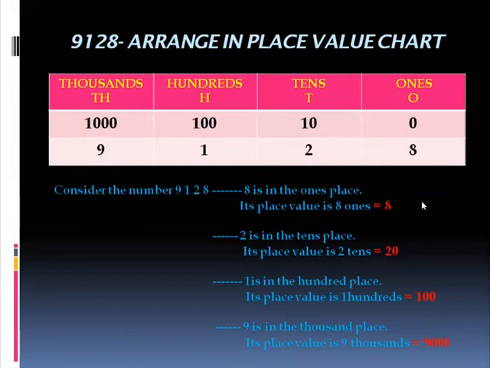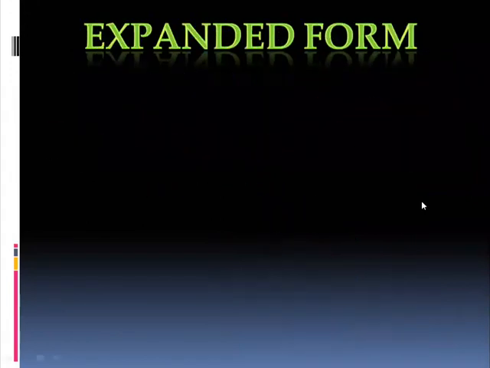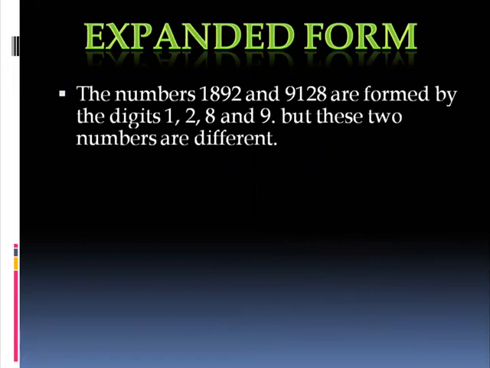Okay. Next. See, how can we expand the numbers? Right? Expanded form. See, the numbers 1892 and 9122 are formed by the digits 1, 2, 8 and 9. But these two numbers are different. Why are these two numbers different?